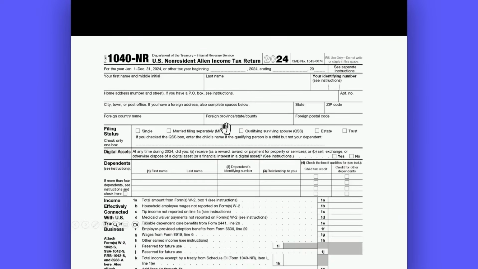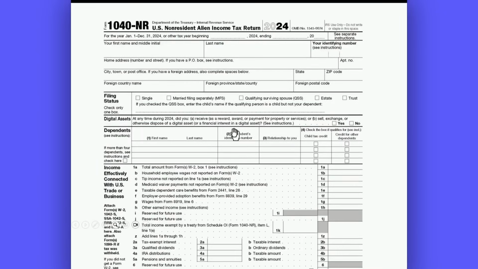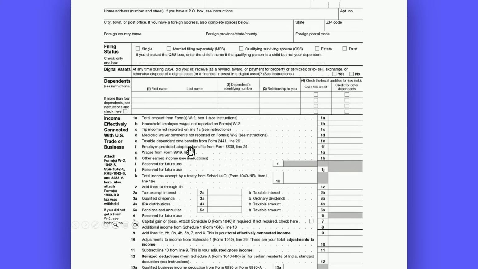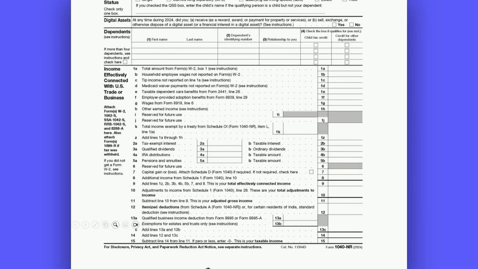So we will zoom in here and you can see it really is a lot like the regular 1040. It's got a lot of the same basic information. You can see here though that it can also be filed by an estate or a trust as well as an individual, but it's got most of the same types of information. It's got the income that's effectively connected with the United States, and you've got all of those things that you would put in there. It gets down to your adjusted gross income, just like a 1040, and then deductions, etc.